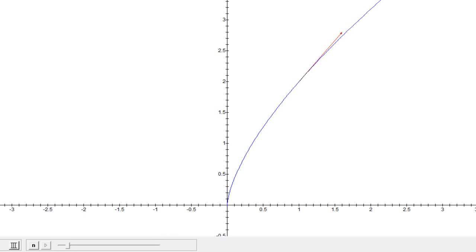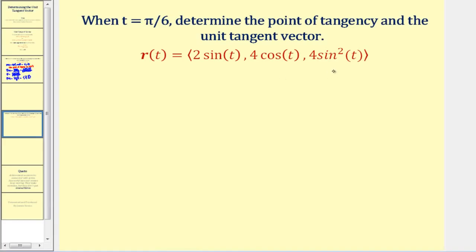And again, it points in the direction in which this curve would be traced out as t increases. Let's go and take a look at another one. So notice here we have a space curve defined by a vector valued function. Let's first determine the point of tangency by evaluating this at t equals pi over 6.